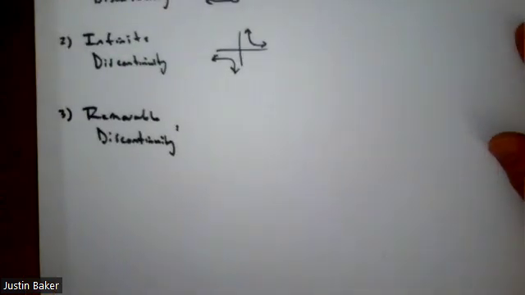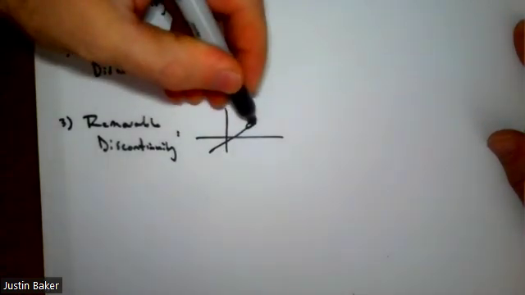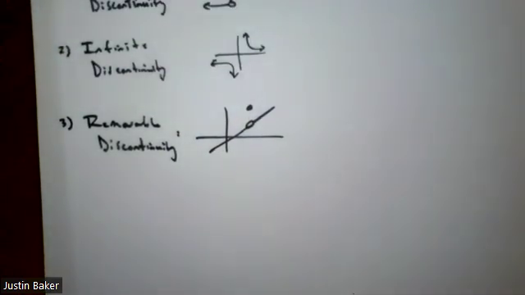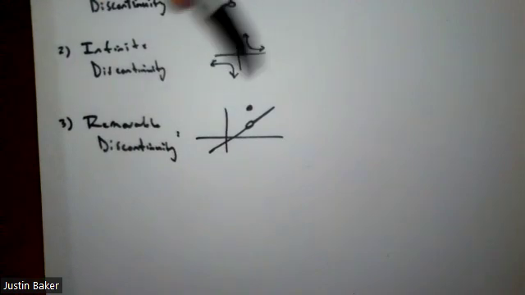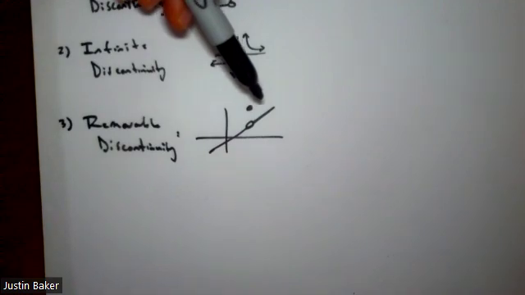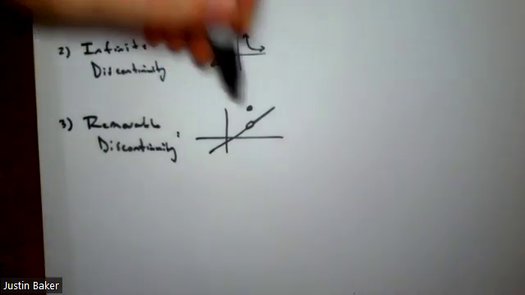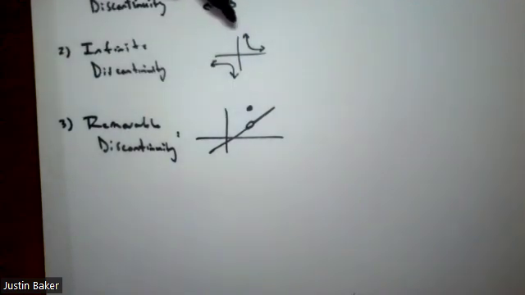So a removable discontinuity is something that looks like this. We have a graph and we have an open and a closed dot. While this is not continuous, we could fix it to make it continuous. If there was a way to pick up this closed dot and throw it into the open dot, then this whole thing would become continuous. And that's what we're going to look at.